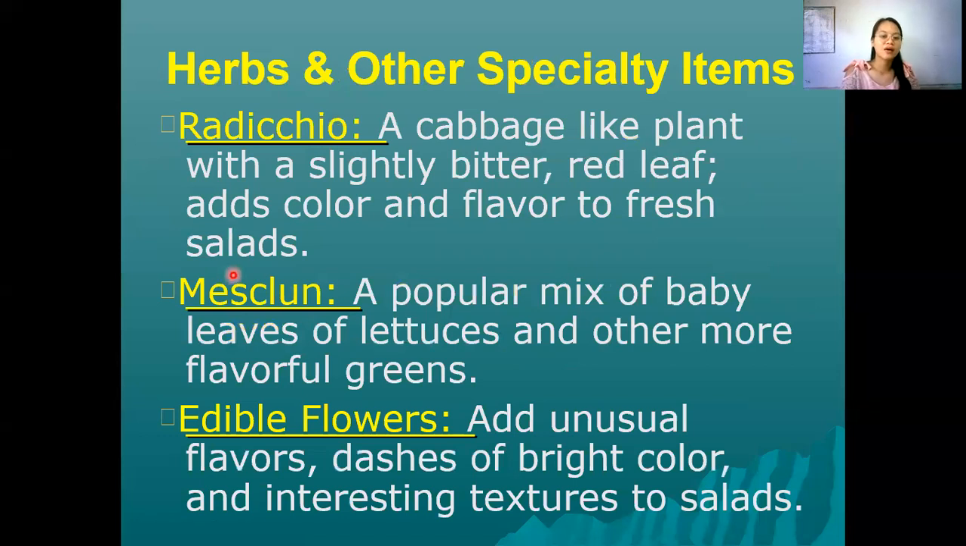We have radicchio, a cabbage-like plant with a slightly bitter red leaf that adds color and flavor to fresh salad. We have mesclun, a popular mix of baby leaves of lettuces and other more flavorful greens. And then edible flowers and unusual flavors add dashes of bright color and interesting texture to salad.